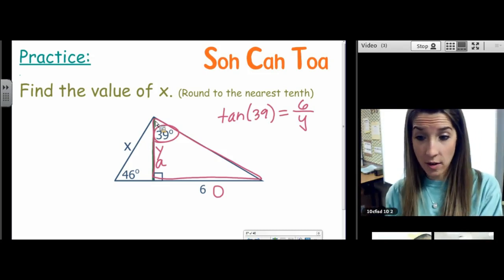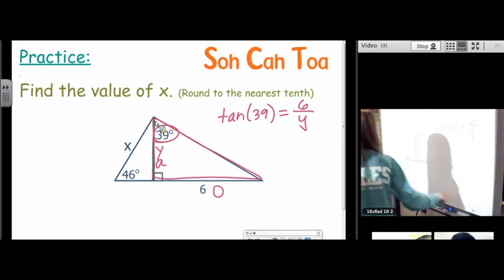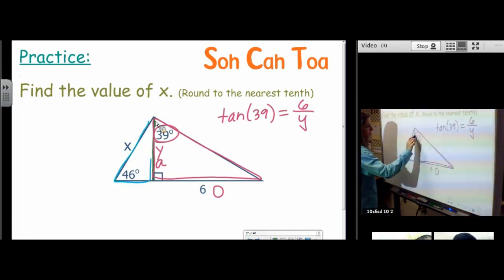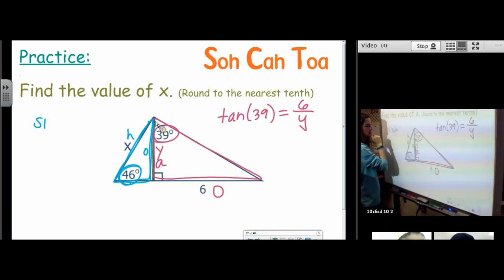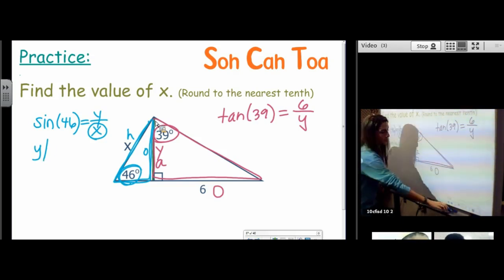Now I'm going to put my calculator down, and I'm going to go look at the other triangle. Take a look at this triangle. Circle your angle. Compared to 46, y is now opposite, and x is the hypotenuse. So I would write sine of 46 equals y over x. X is what we're looking for. Denominator divide. So we're going to keep that number in our calculator, whatever y was, and we're going to divide it by sine 46. Does that make sense?